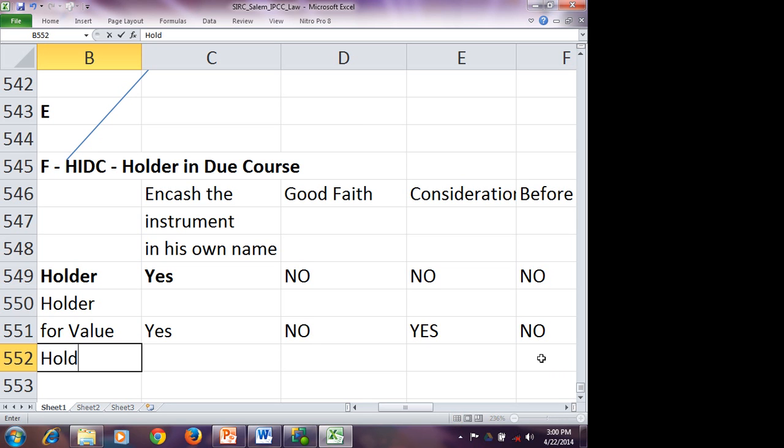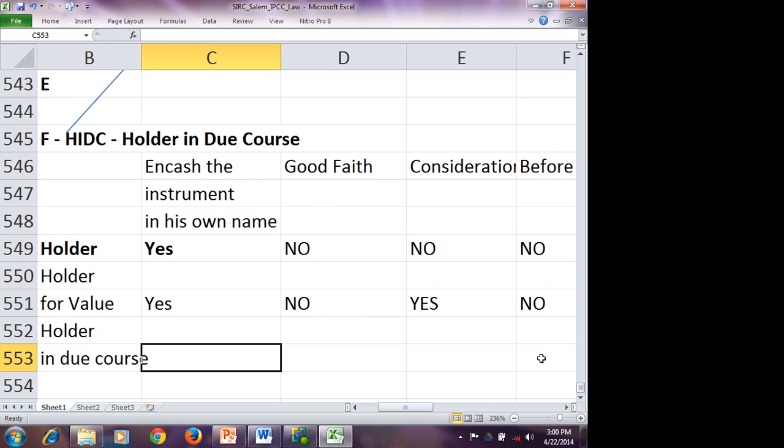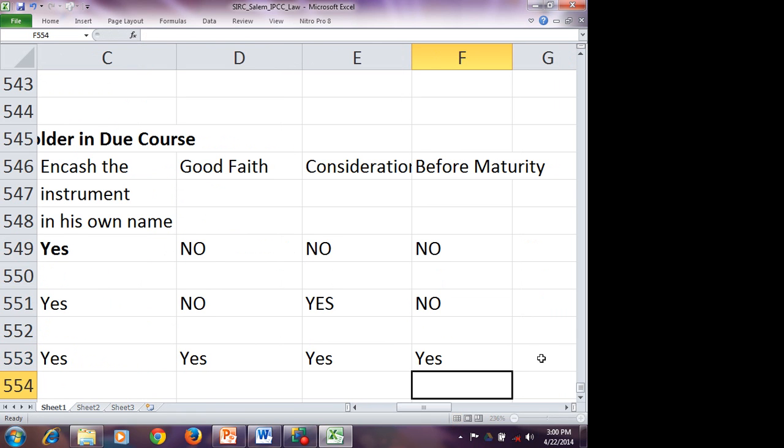The third thing is holder in due course. Who is that? You could encash the instrument in your own name. You acquired it in good faith for a consideration before maturity.